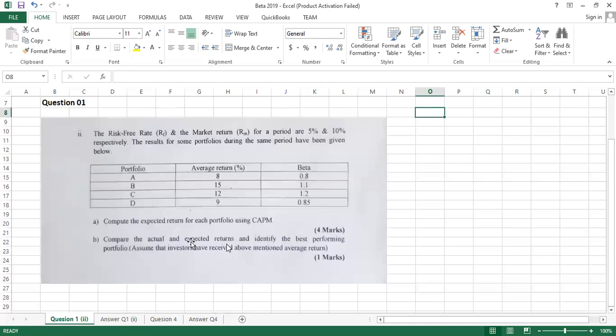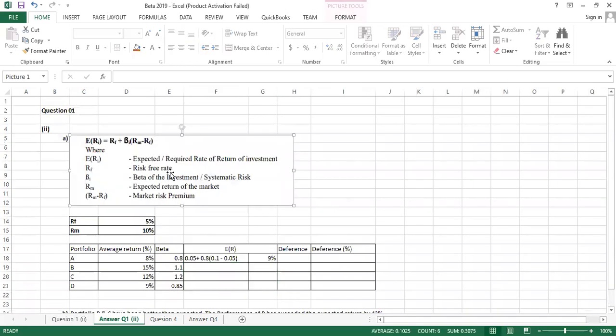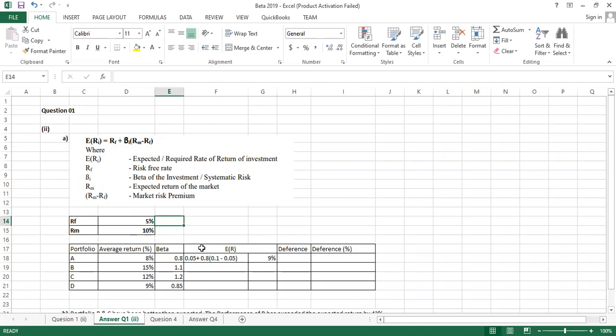Let's see how to calculate the expected return of a portfolio using the CAPM model. Then we will discuss part B. Let's move to the answer. This is the formula to calculate the expected return using the CAPM model: ER equals RF plus beta, open the bracket, RM minus RF. Let's see how to calculate the expected return of portfolio A.